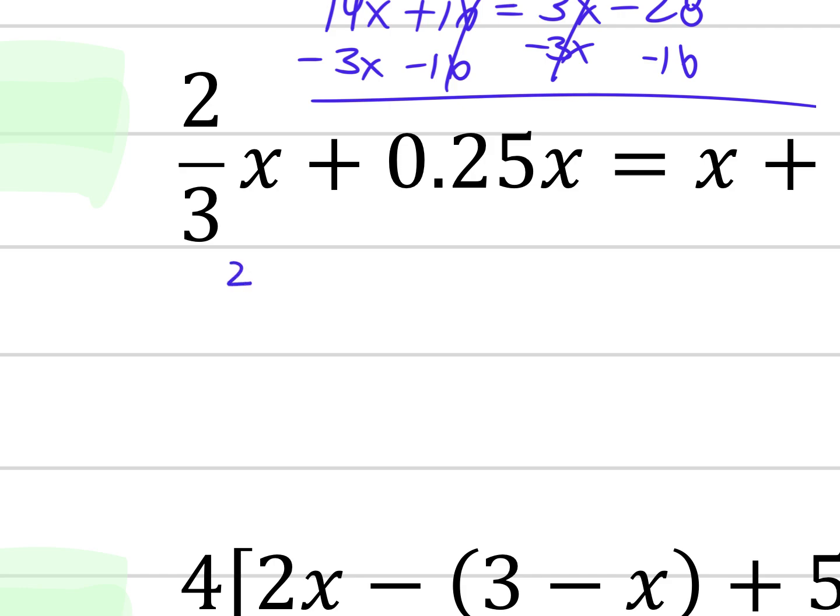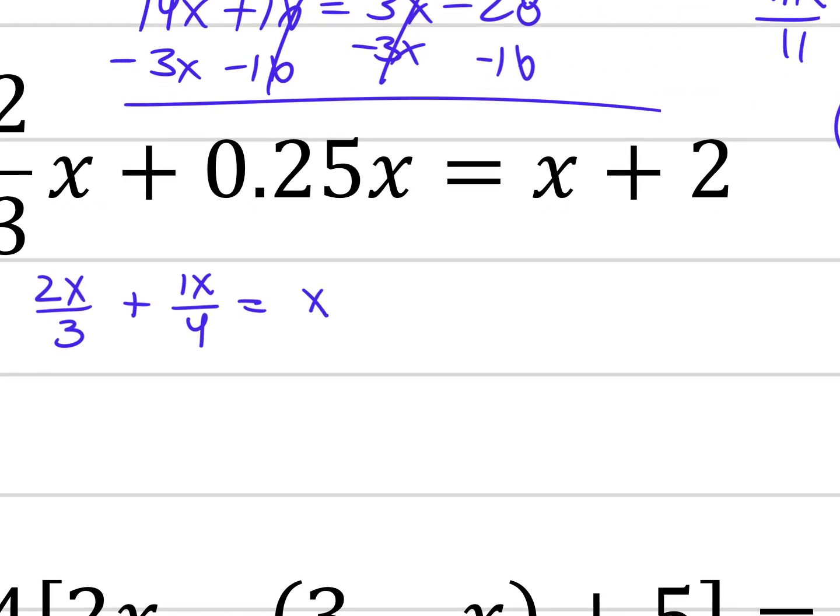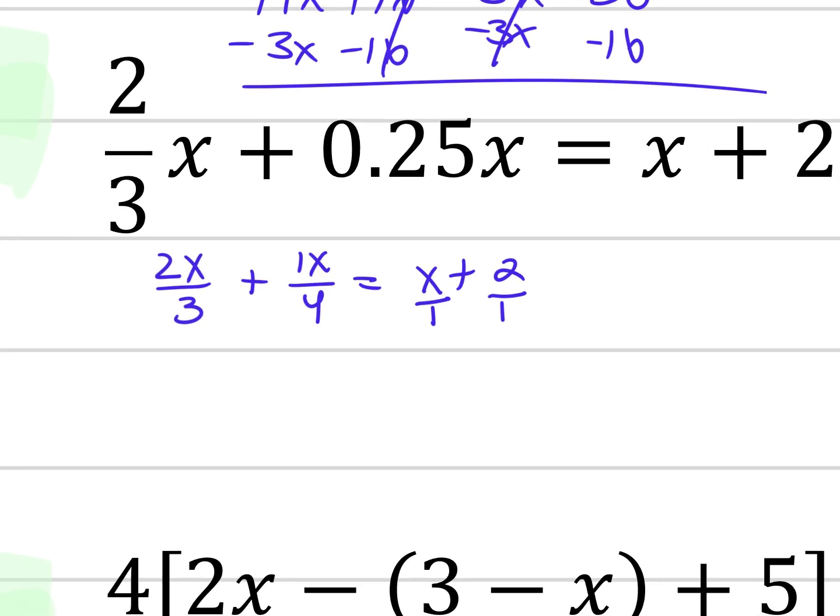So look, you have 2x over 3 plus 1x over 4 equals x plus 2. This is a similar question that Anthony was just asking. I see denominators that I don't like. I want to get rid of them. So do you guys agree with me? There's a 1 here and a 1 here. What would your common denominator be between 3 and 4? 12. So we're going to multiply, guys, the whole equation. Whatever you do to one side, you have to do to the other.